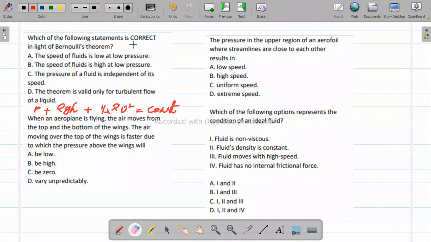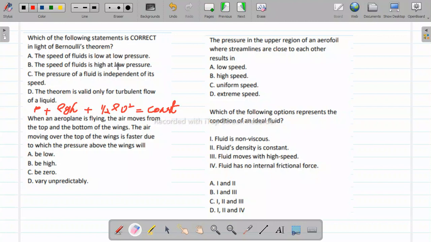Now, let's see what the question exactly asks of you. It says, which of the following statements is correct in light of Bernoulli's theorem? Speed of fluid is low at low pressure? No. If speed is low and you are relating it to pressure, that is, in this case you are ignoring height and considering depth constant, then we know these two should be inversely related to each other.